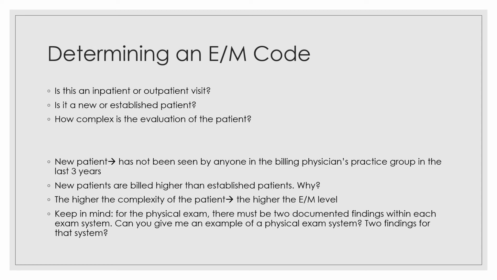Keep in mind for the physical exam, there must be 2 documented findings within each system. An example of a physical system would be cardiovascular, the heart. 2 findings in that system would be S1, S2, regular rate and rhythm, no murmurs, no rubs. There are multiple things that need to be documented in that area. It can't just be regular rate and rhythm. It can't just be sinus rhythm. There has to be at least 2 documented findings under each physical exam system.